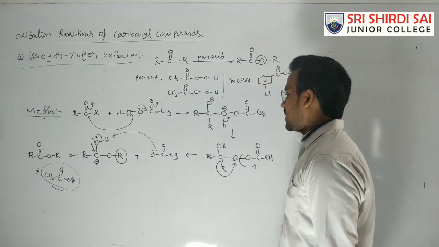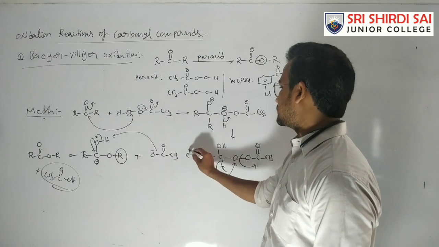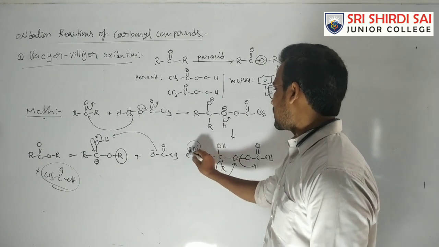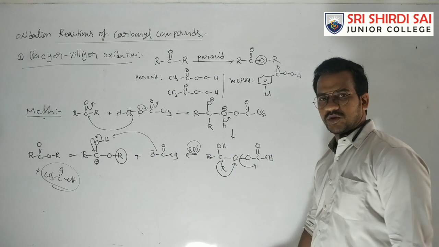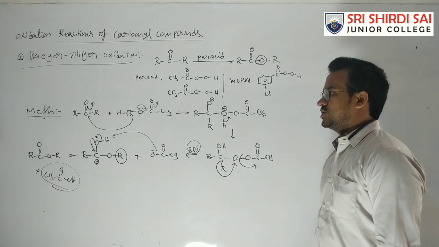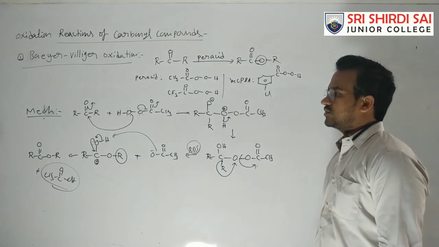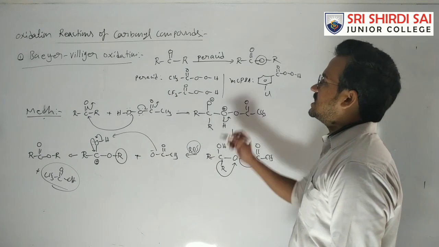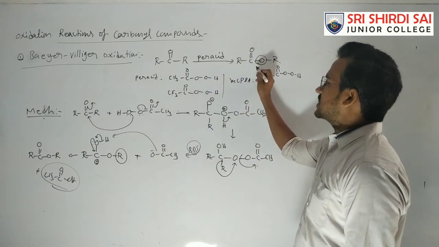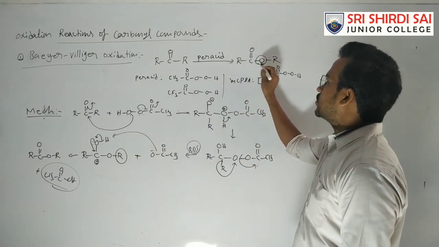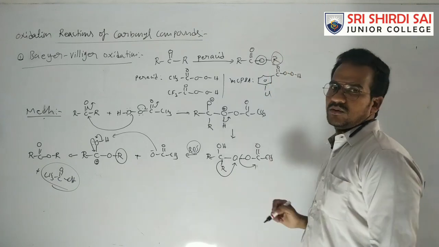This is the reaction. And the main key step of this reaction is RDS, that is migration of alkyl. Migration of alkyl. So finally, one point you have to know: the oxygen insertion takes place in this case between carbonyl group and migrated alkyl group.